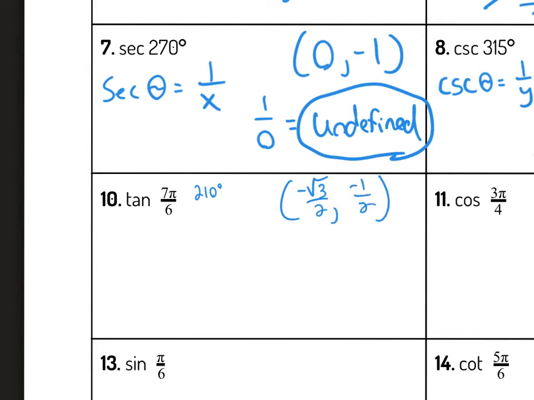Tangent is going to be y over x, so -1/2 over negative square root of 3 over 2. Since both 2's are in the denominators, they will eventually cancel out. Negative divided by negative is a positive. It's in the third quadrant. We knew tangent would be positive. It's 1 over the square root of 3, which is square root of 3 over 3.